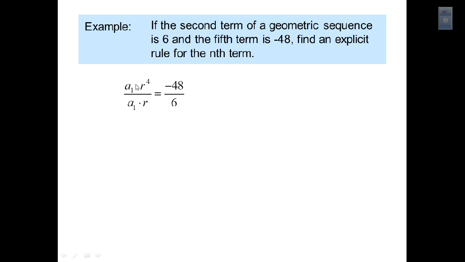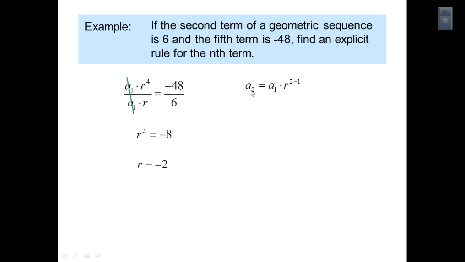Now, notice here, your a sub 1s are going to cancel out, and your r's, you can actually do the division there. R to the third is going to be equal to negative 48 divided by 6. So r to the third is equal to negative 8, and r would equal negative 2. So there's your common ratio. Now you just have to work backwards and find what the first term is. Well, that's actually not too hard to do either.